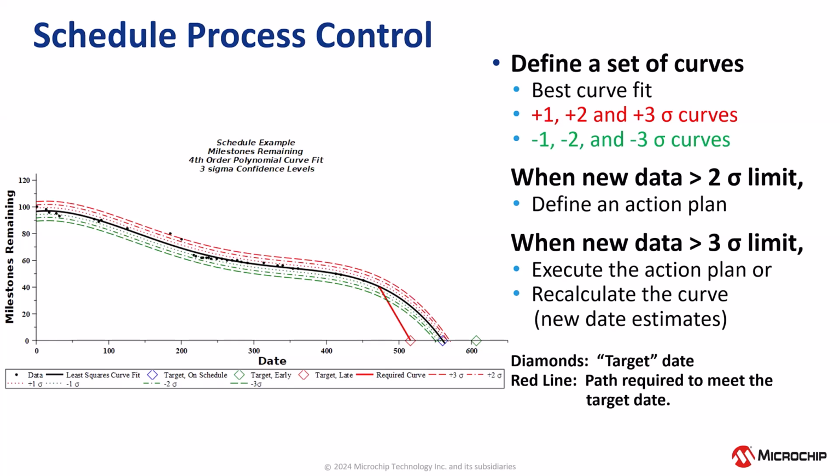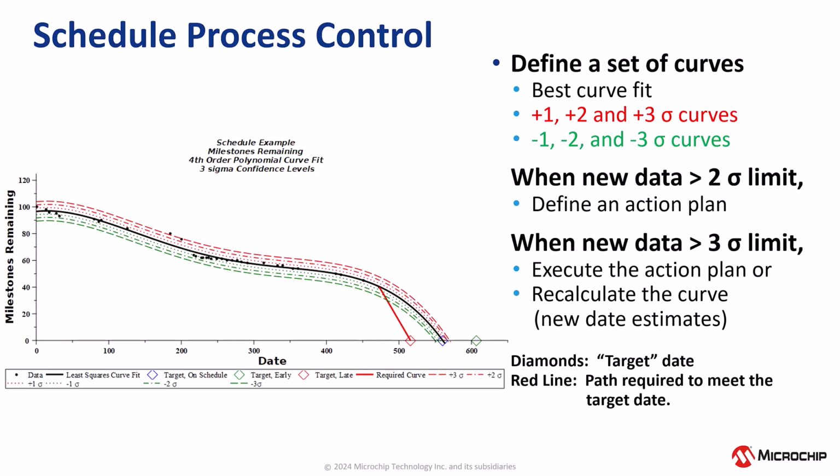Now let's describe the process control. To stay under control, the point should stay within the ±2 sigma curves. However, when we add a new point from the periodic updates that goes beyond the ±2 sigma curve, an action plan should be developed. This plan is generated before it's actually needed. The action plan can be defined to either resolve the issues that have been identified or to redefine the curve and obtain new estimated dates.